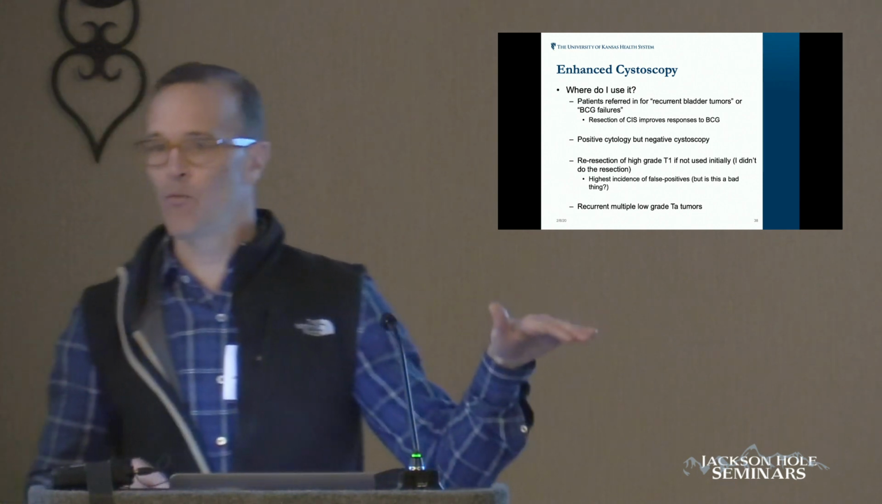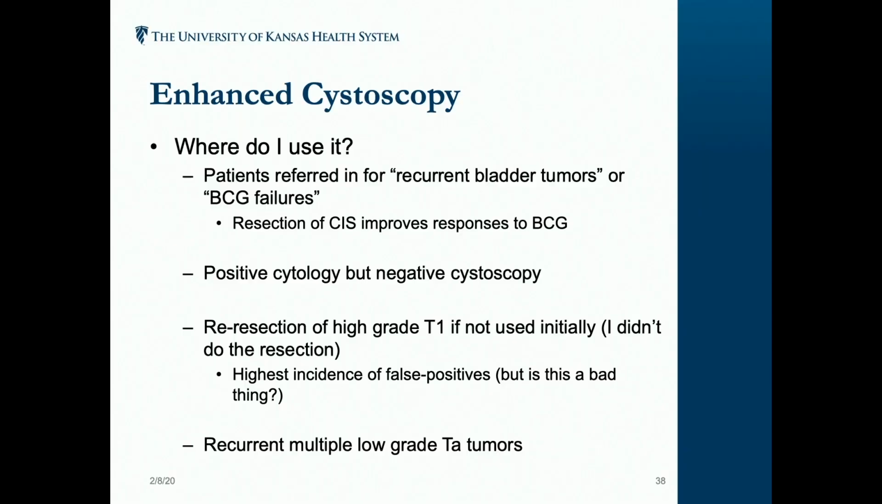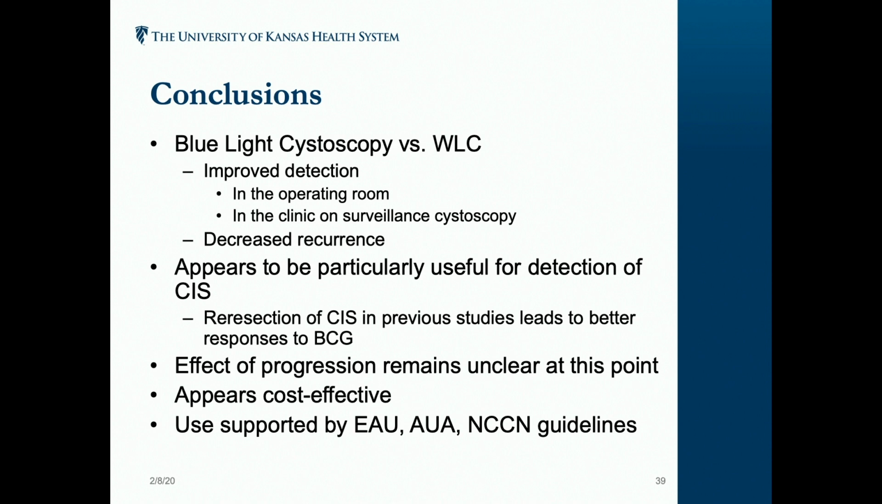So again, finally, where do I use it? I use it in patients that are referred for recurrent bladder tumors or BCG, quote, refractory disease. I think that many times that's just unresected disease, and if I resect the disease, they have a much better chance of responding to additional treatments. Positive cytology but negative cystoscopy, it's great for that. Re-resection of high-grade T1, again, if that patient's motivated to preserve their bladder, then I'll go back and do the re-resection. And T1 and multiple recurrent low-grade tumors.